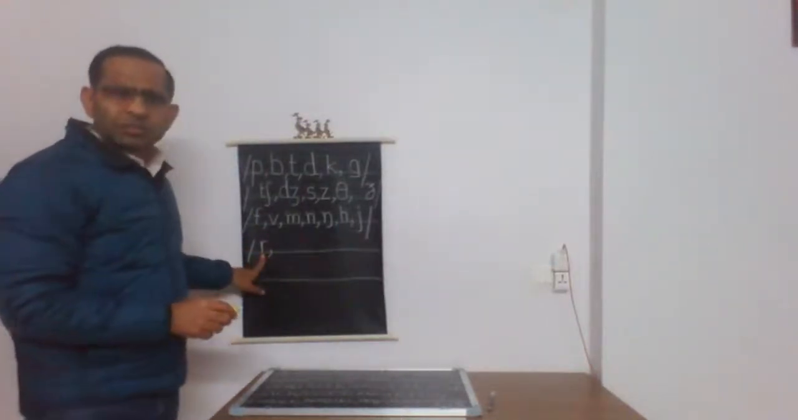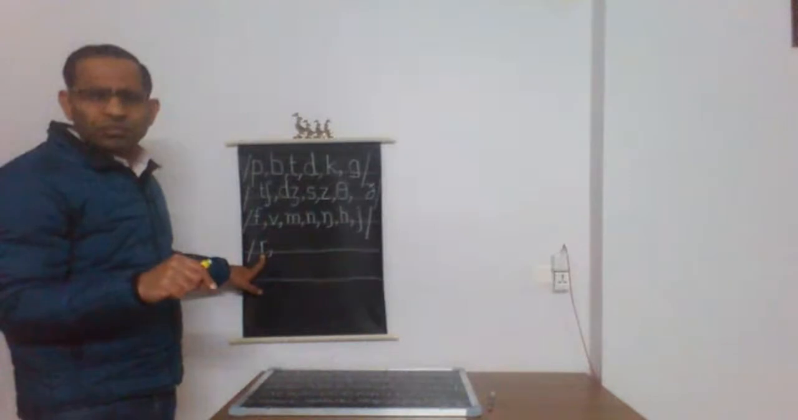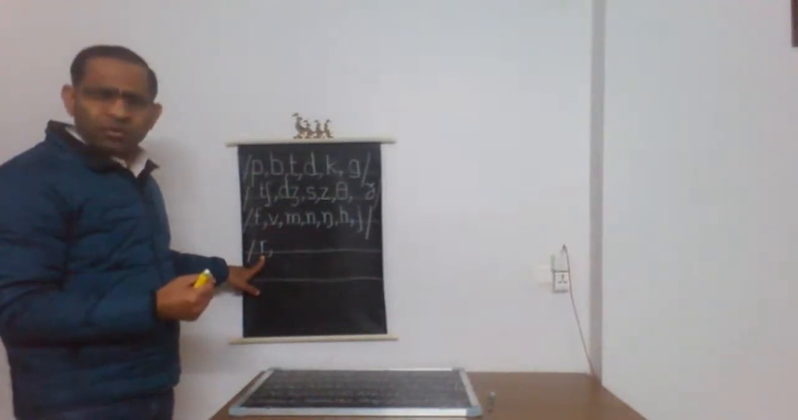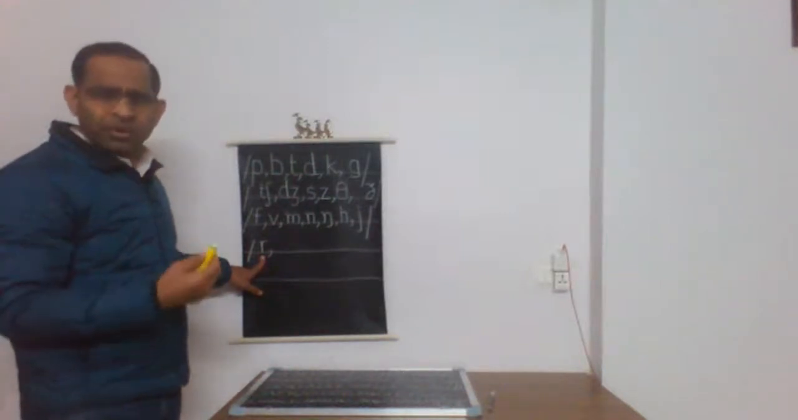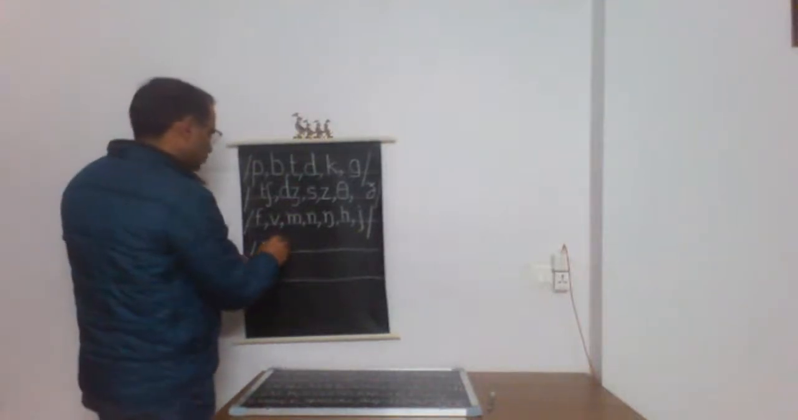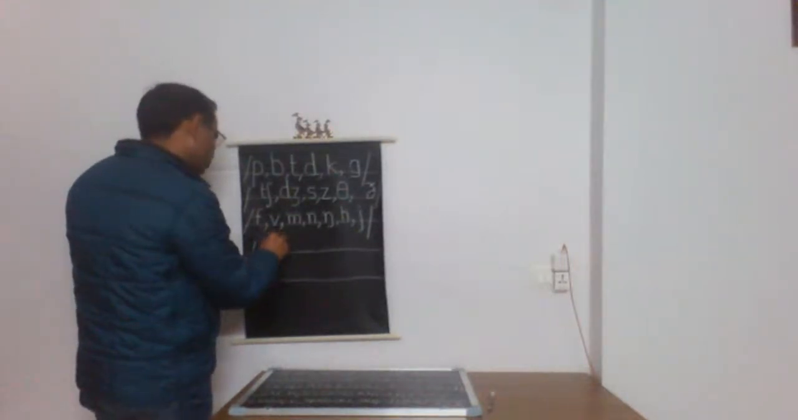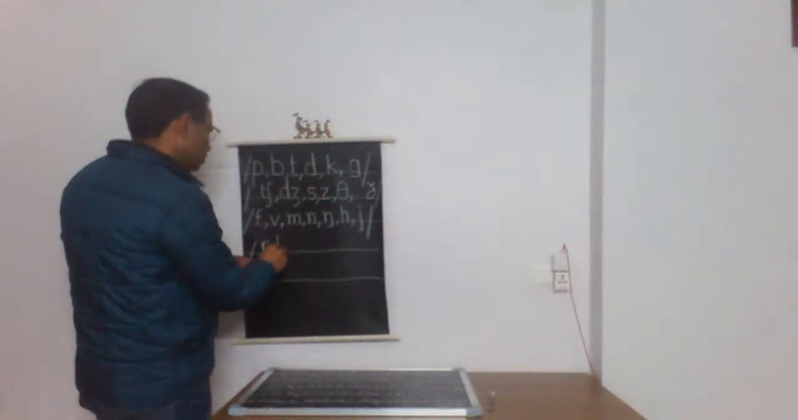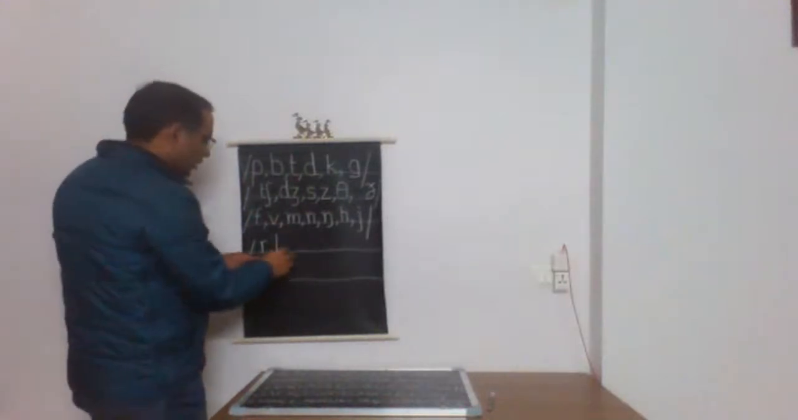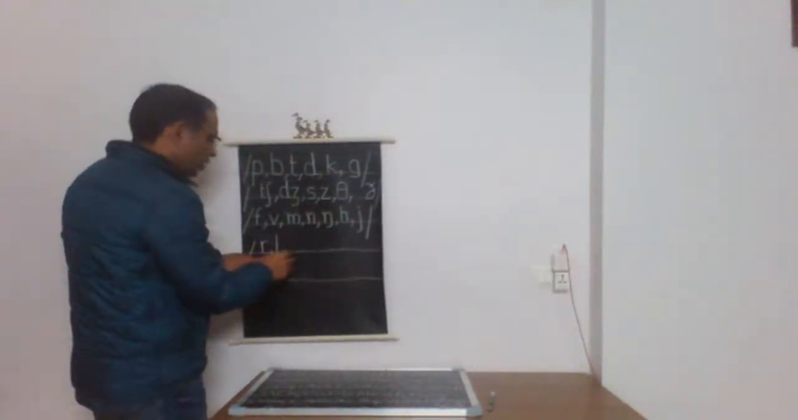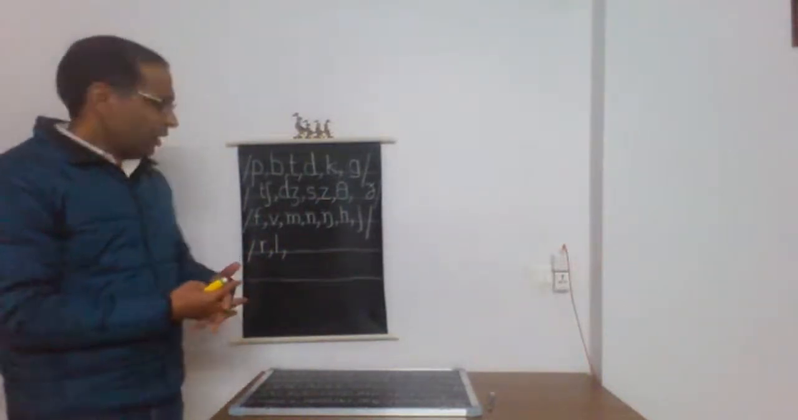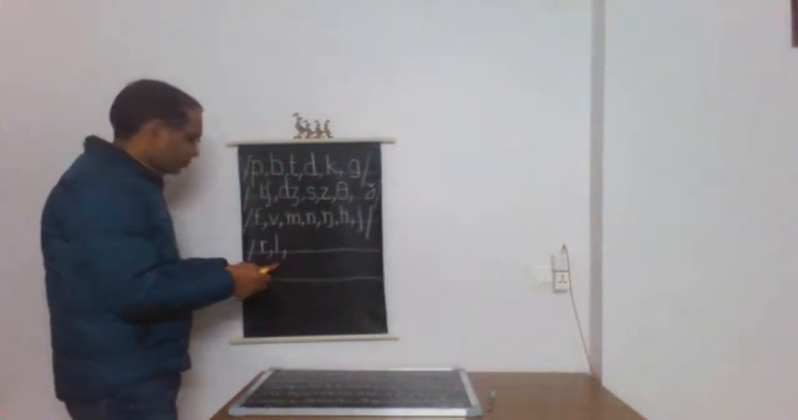Then r. The English r is a bit different from the Hindi r, and it can be pronounced like r, her, rare in this way. Then l, it is one straight vertical bar, a line, l. It is l, as in love and soul.